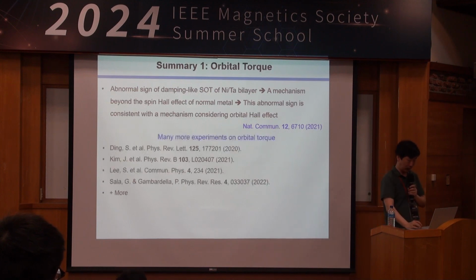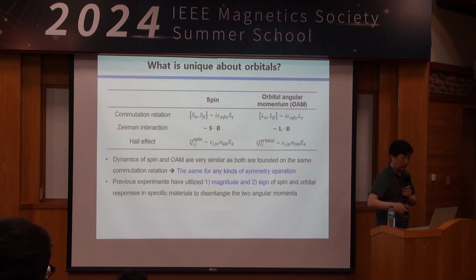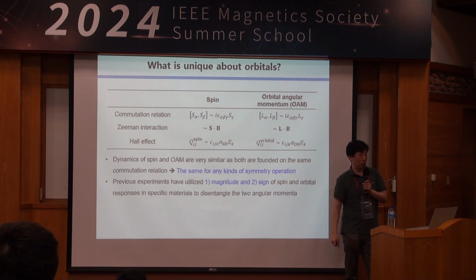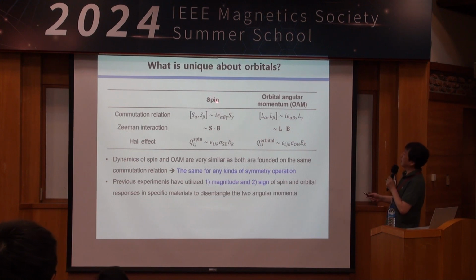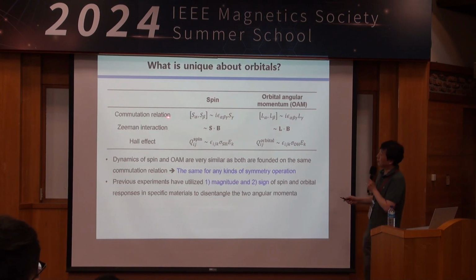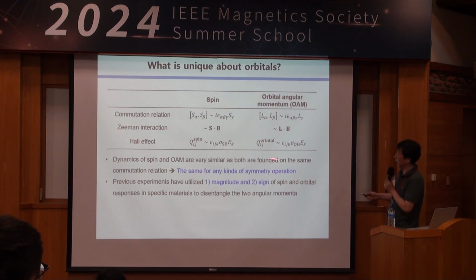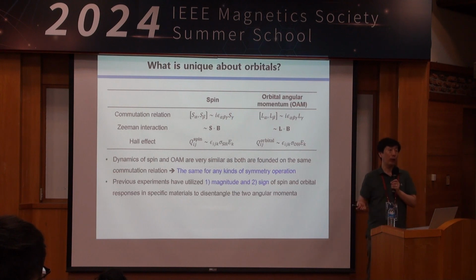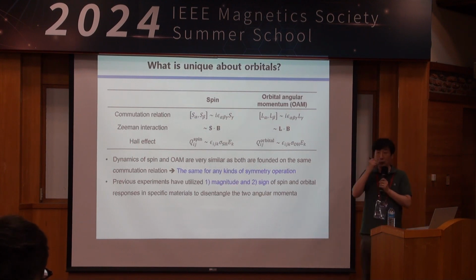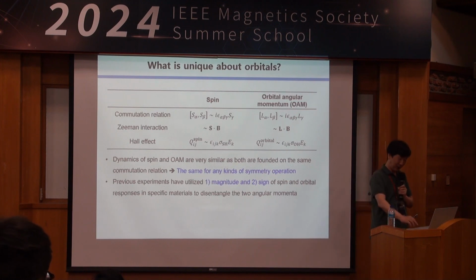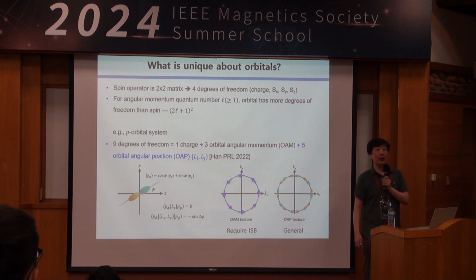Okay. So in this theory, we were interested in finding out what is different between spin and orbital. When you compare spin angular momentum and orbital angular momentum, the commutation relation, Zeeman interaction, and Hall effect are all the same. Again, symmetry-wise, there is no way to disentangle these two. Then you have to argue based on the magnitude and sign, but I think we don't know exactly what happens in experiment, so there is some ambiguity. Fortunately, they are different qualitatively because they have different sizes of the density matrix or operator.